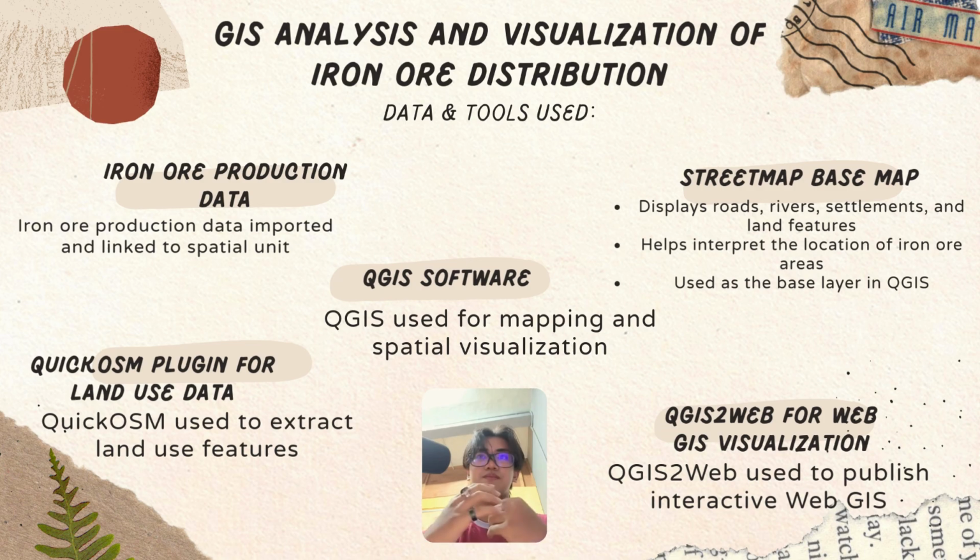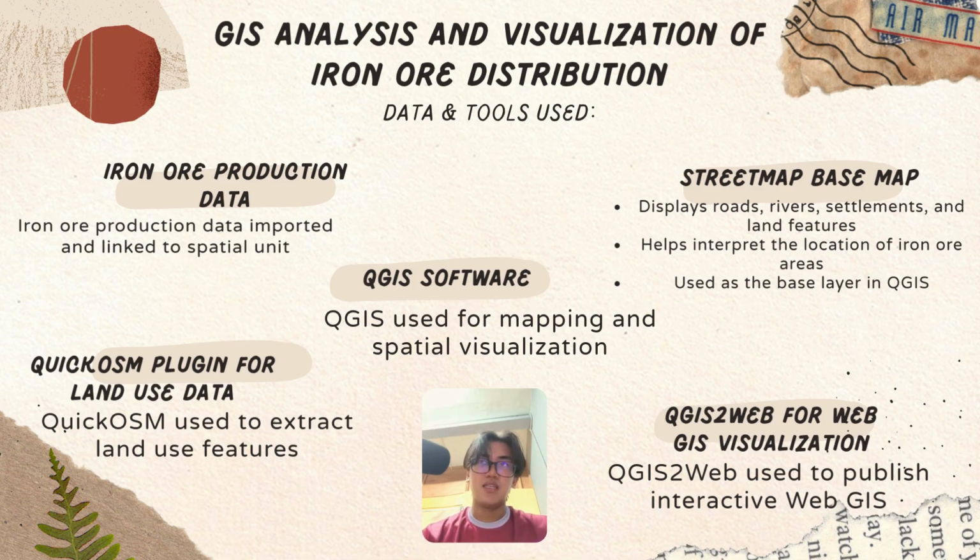Next, I will present a study titled GIS analysis and visualization of iron ore distribution. This study focused on the use of Geographic Information System, or GIS, as an analysis and visualization tool to understand the distribution of iron ore and its relationship to spatial and environmental factors.